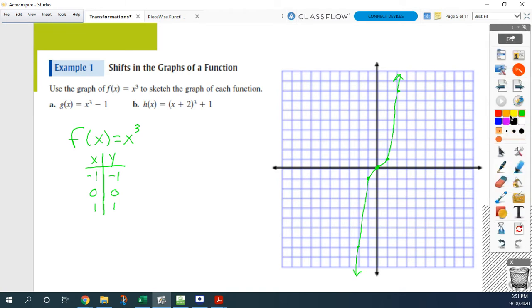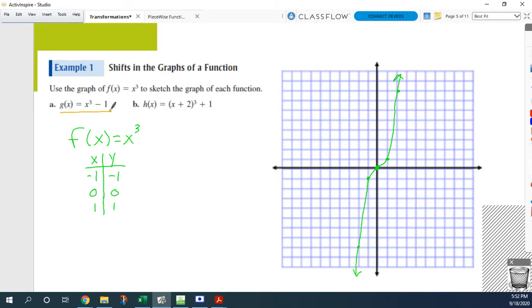But notice that that's not what they ask us to actually graph. So in part A and B, they ask us to do a couple of things. On the first one, they ask us to find g of x, which is x cubed minus 1. So I'm going to start with the green graph, or our parent graph that I had.